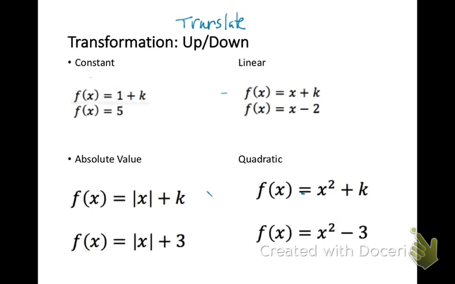So underneath constant, you're going to write f of x equals 1 plus k. And remember, k stands for a number value. So when you add a value, so in this case, we added 4, and we get f of x equals 5, that shifts the graph up. So this example, it goes up 4.